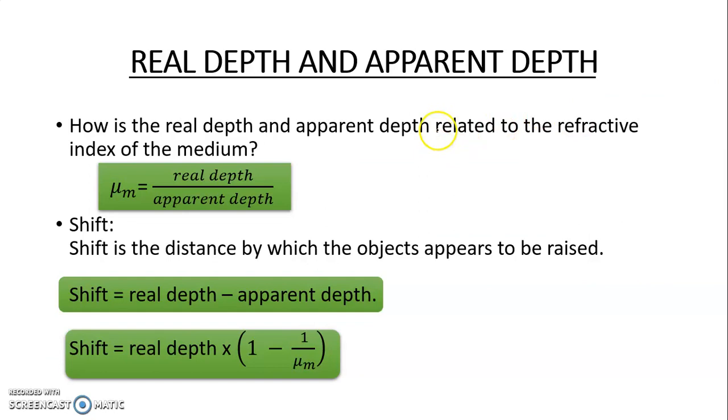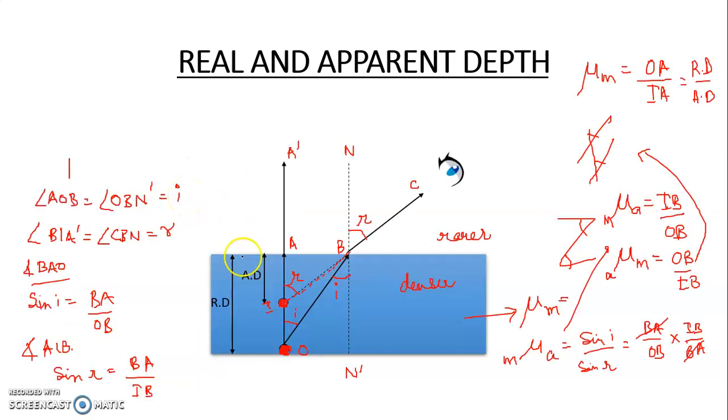Here you see, how are they related? Just now we have done that the refractive index of the medium is equal to real depth by the apparent depth. Now we can also calculate the shift. Now what is shift? If you come back to this, you see this is the real depth and this is the apparent depth.